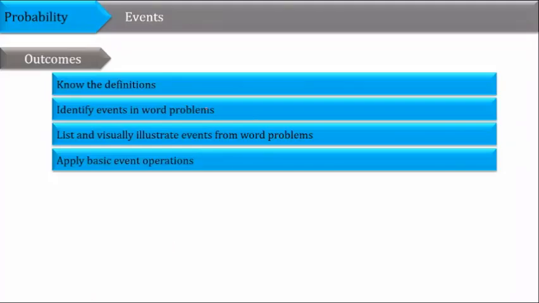Right, now first of all, the outcomes for this session. Very important, as always, you must know the definitions. Secondly, you must be able to identify events and word problems. Thirdly, you must be able to list and visually illustrate events from word problems. And lastly, you must be able to apply basic event operations.